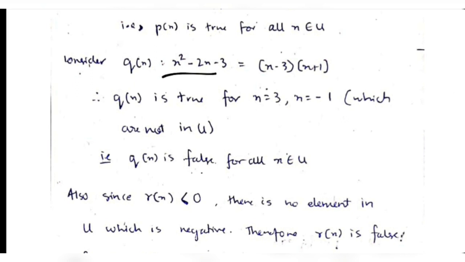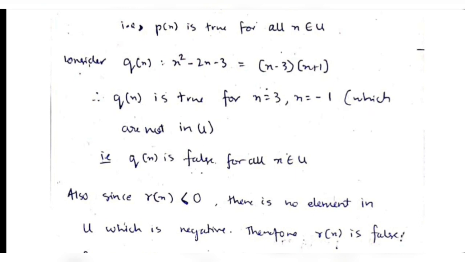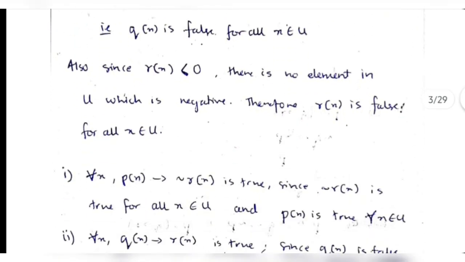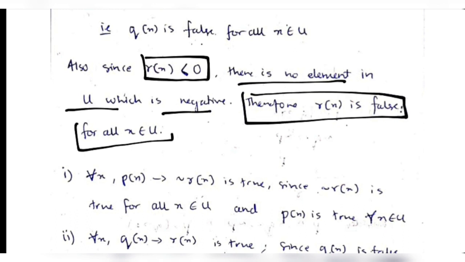Q of x is this, and we'll simplify it and write in this form. Then we obtain Q of x is true for x is equal to 3 and x is equal to minus 1. Okay, both of which are not in U, so Q of x is false for all the values of x belonging to U. Then the third statement given is R of x. R of x is less than 0, so there is no element in U which is negative, so R of x is also false for all the values of U.